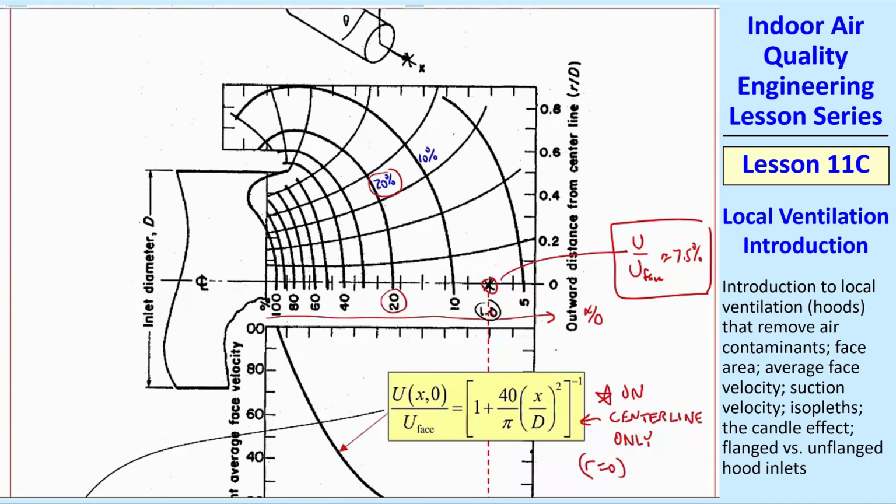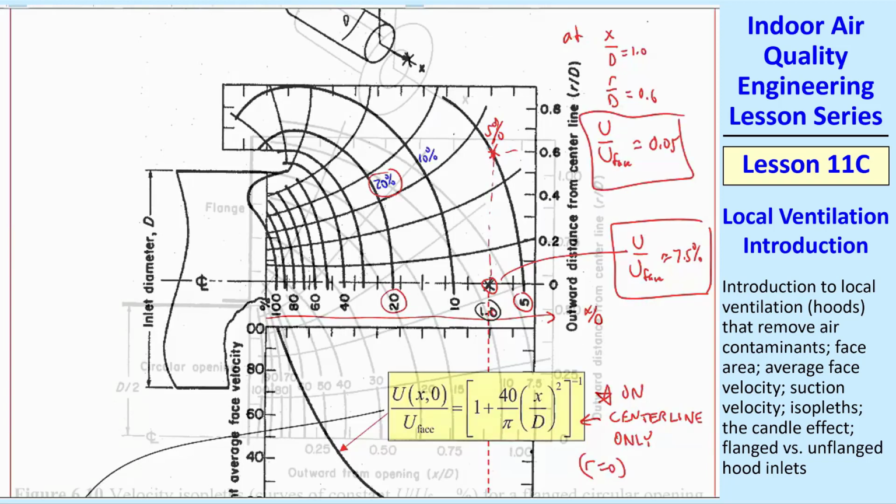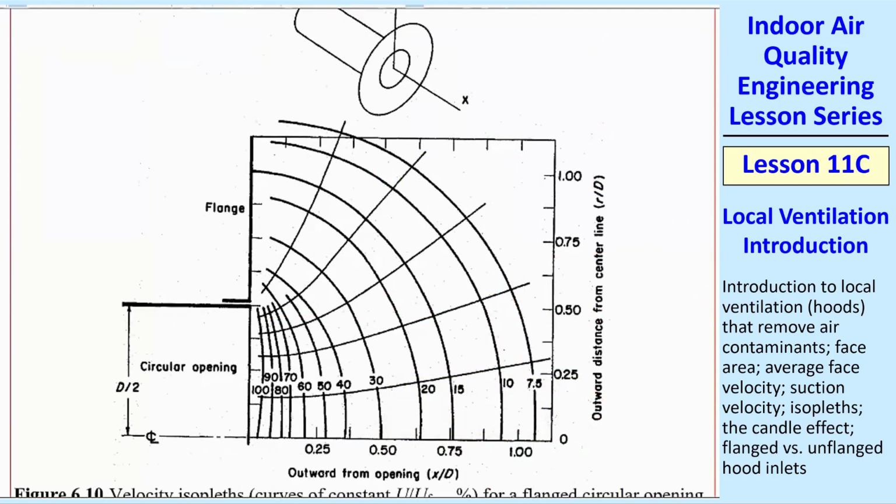Now, if I had, for example, X over D equal 1.0 and R over D equal 0.6, at that point, approximately there, this is the 5% isopleth. And so U over U face is approximately 0.05 or 5%. So that's another example. I also have isopleths for the flange, and you can do the same kind of calculations.